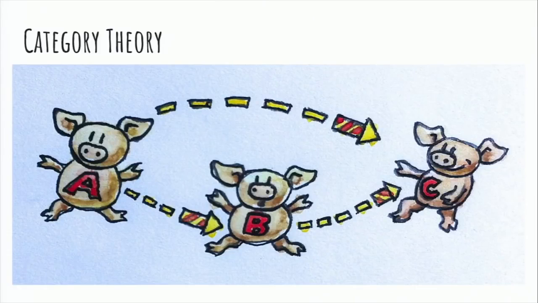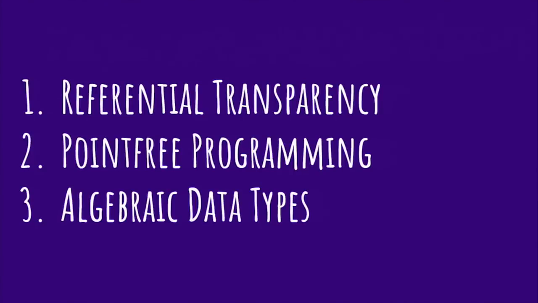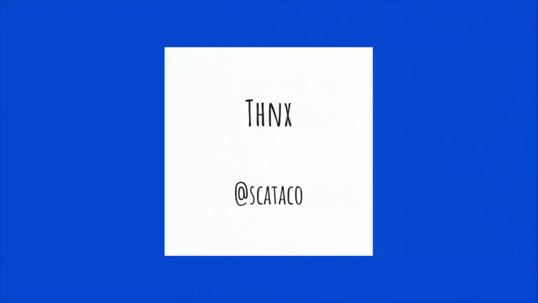So category theory is in essence just a lot of math about objects and arrows. And as Christopher Pitt said earlier, monads are just abstract data types, just like functors. And my opinion is these three concepts are, in practice, what you really need to know to do functional programming. So it's not just pure functions, but you really don't need any category theory. So that's it. Thanks.